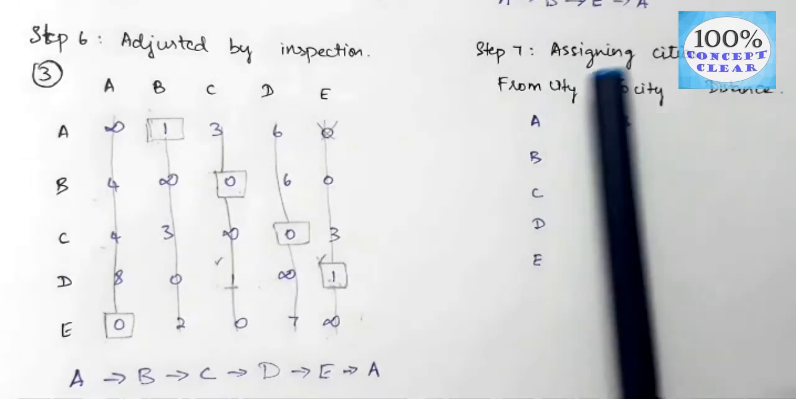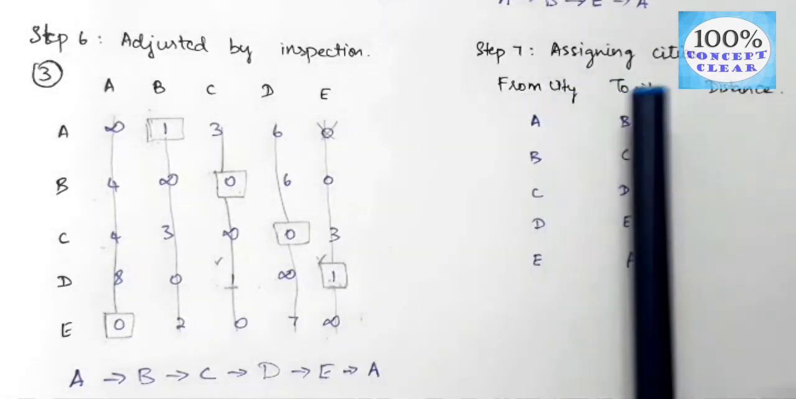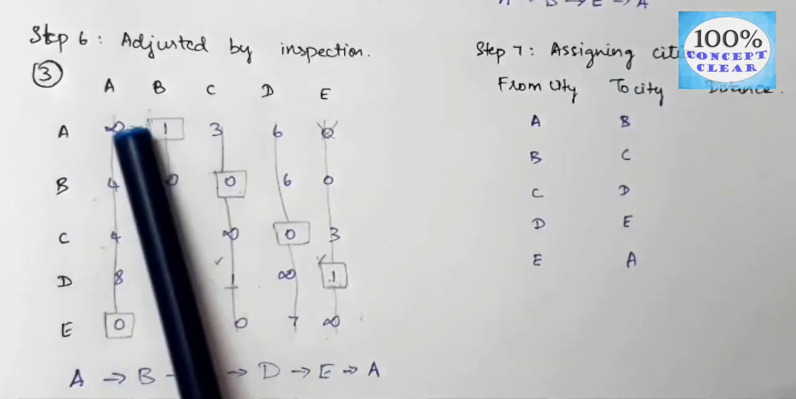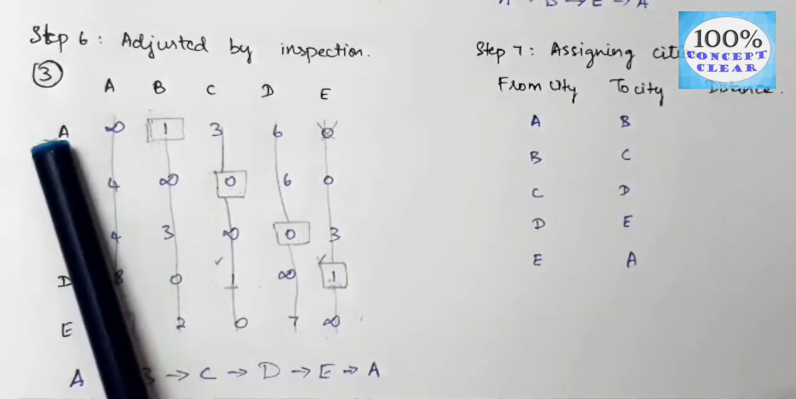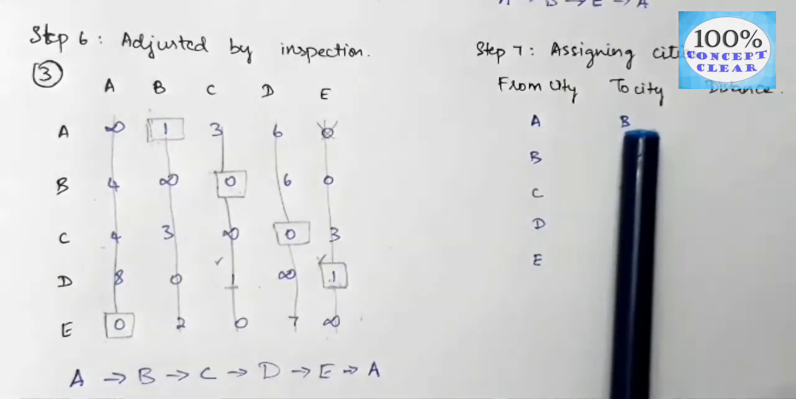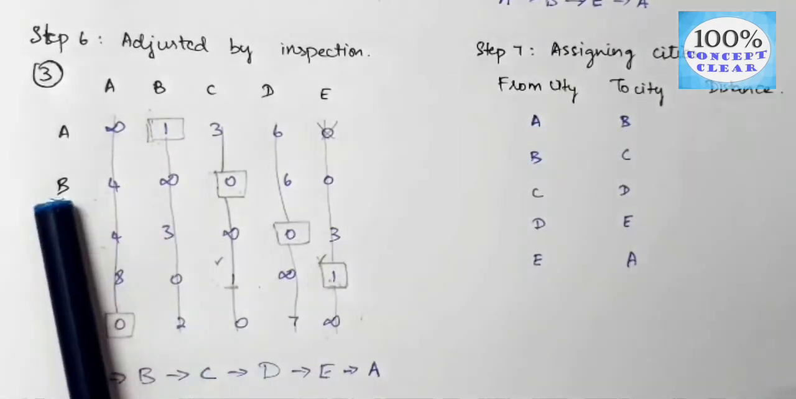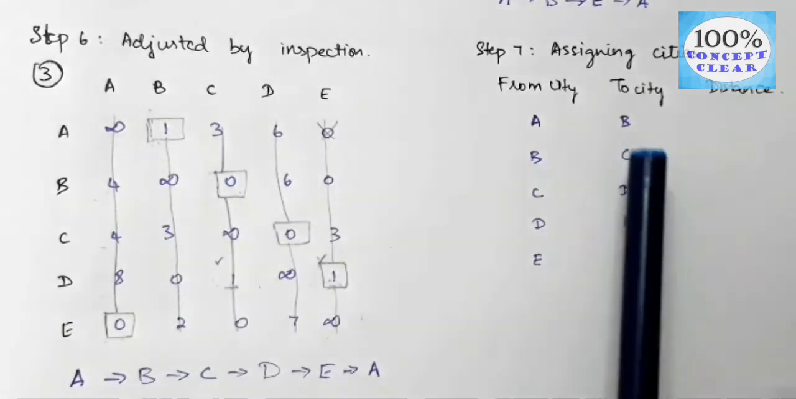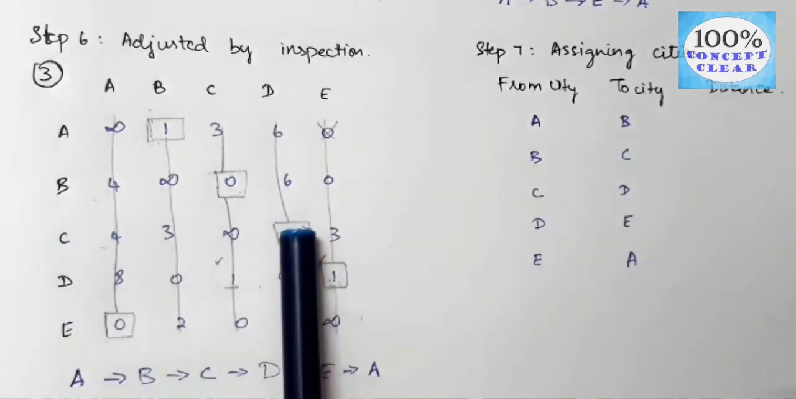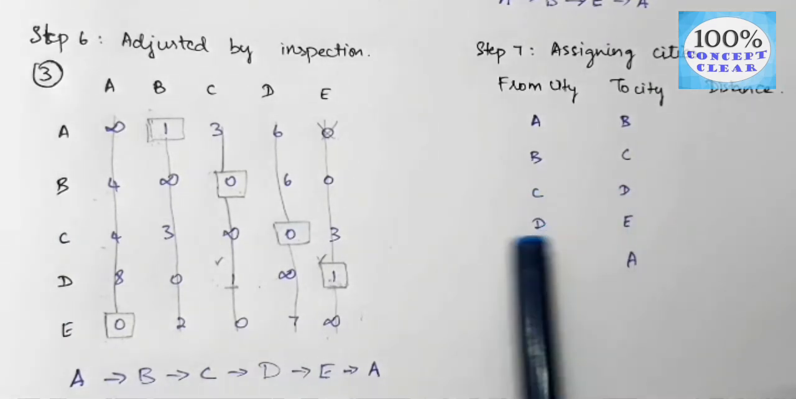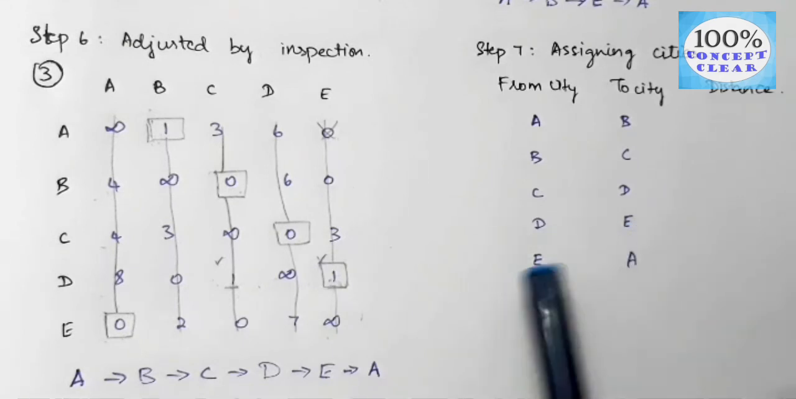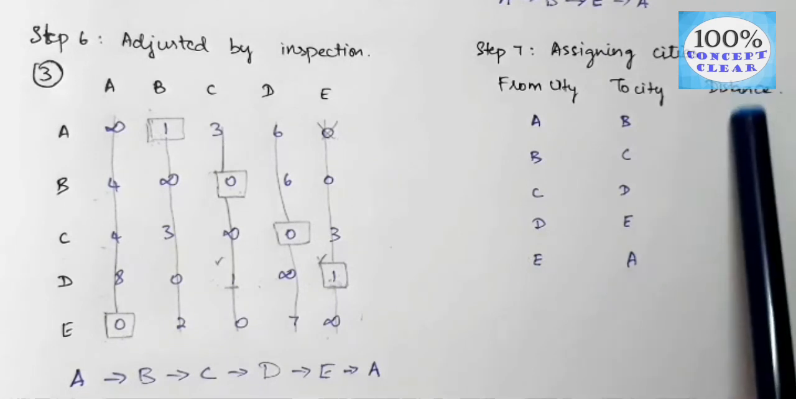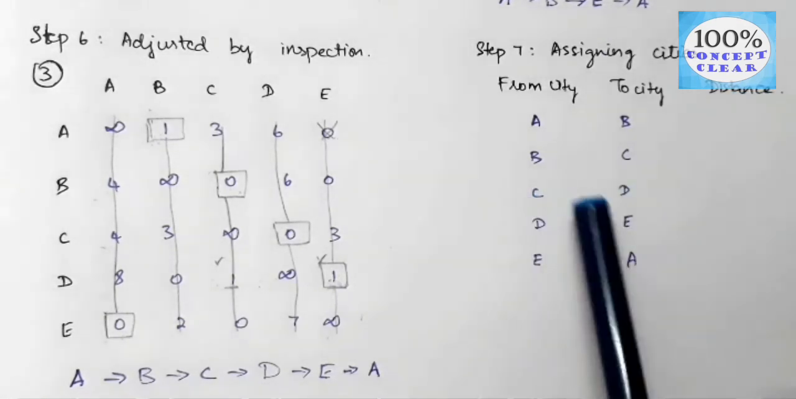Now see the last step, assigning cities. That is from city to city. These are the from cities and these are the to cities. See, from first A city. So from A city he is moving to B city. So from A to B. And from B city he is moving to C city. So B C. And from C city he is moving to D city. So C D. And from D city he is moving to E city. So D E. And from E city he is moving to A city. So E A.